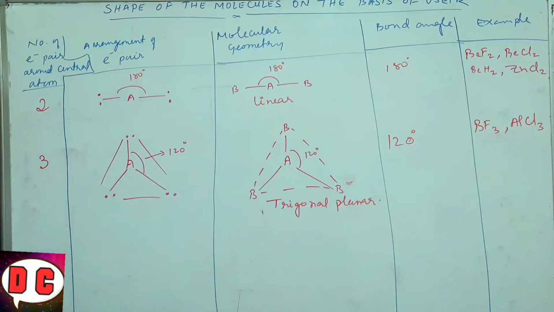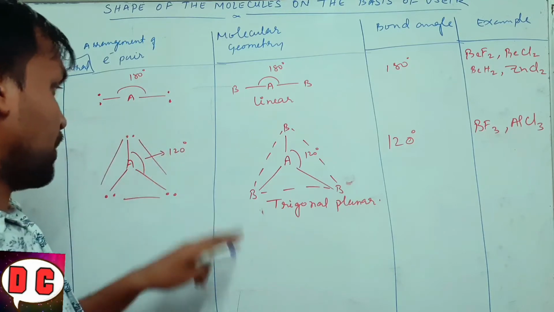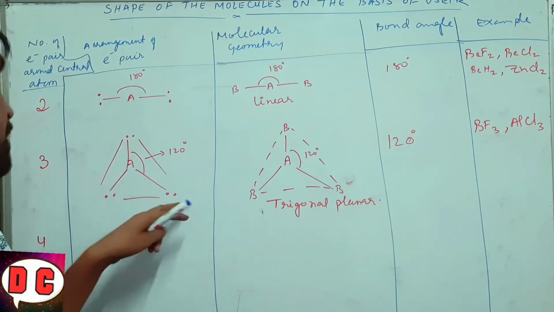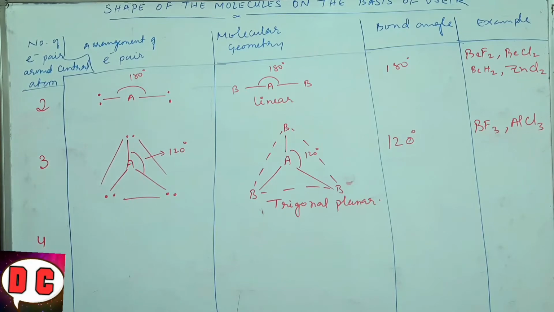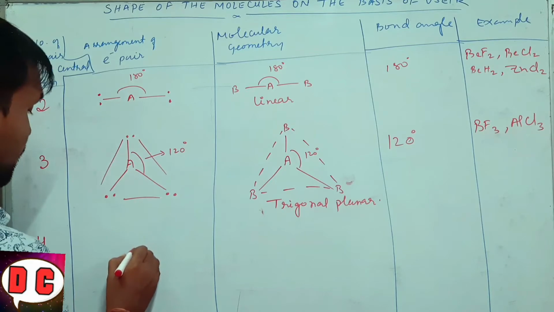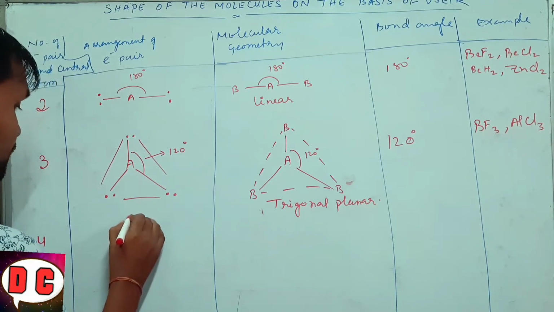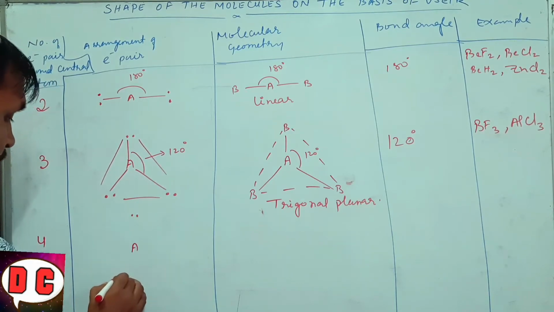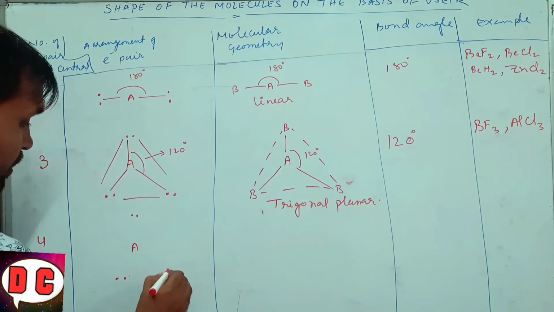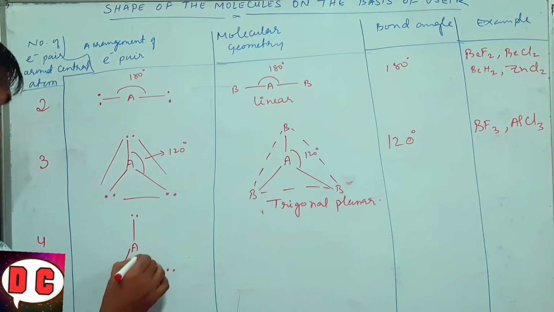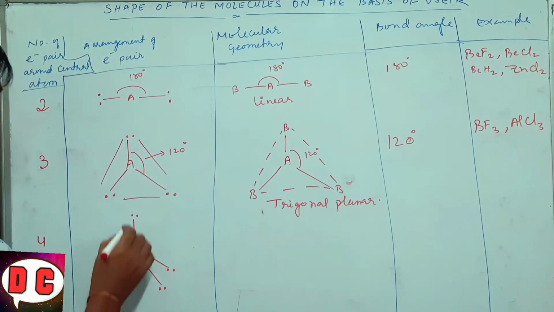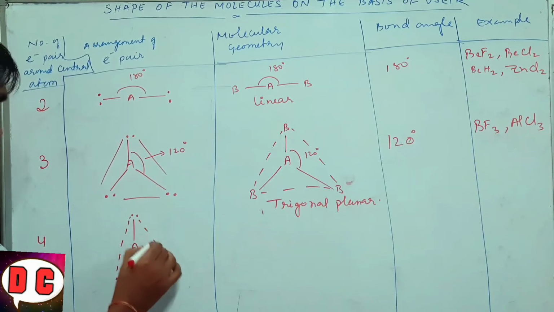Fine. The fourth one: if the number of valence electron pairs around the central atom is 4. These are the pairs 1, 2, 3. So the number of valence electron pairs around the central atom is 4. Then how will the arrangement be? You see, the arrangement will be this way. Here is a valence shell, here, here, and here. So 1, 2, 3, 4. It will be arranged this way.